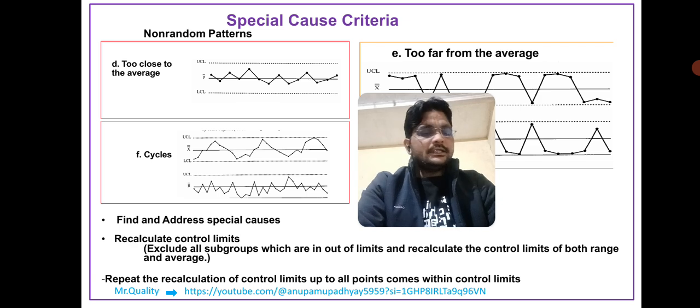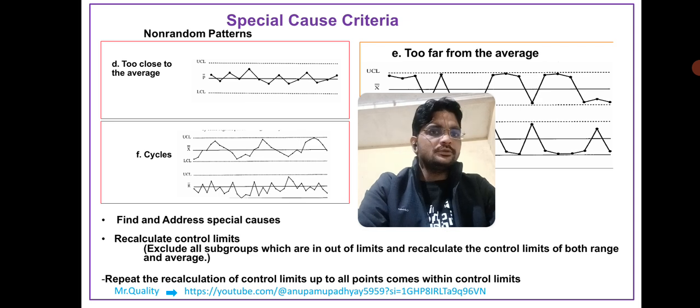Find and address special criteria. Recalculate control limit. Exclude all subgroups which are out of limits. Recalculate the control limit for both range and average chart. Repeat the recalculation of control limits until all points come within the control limits.